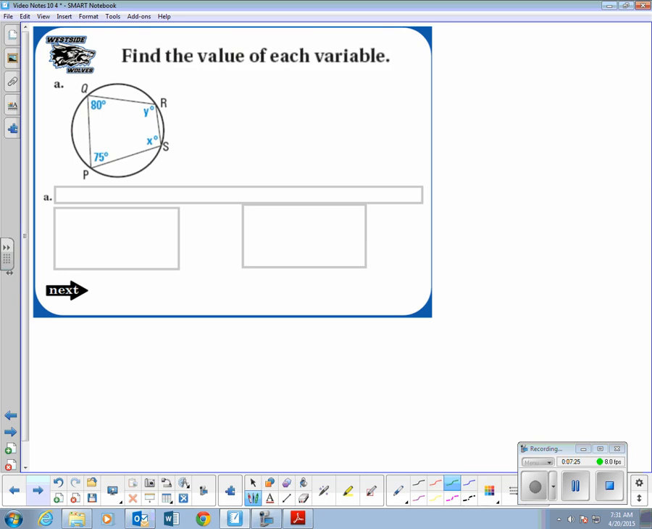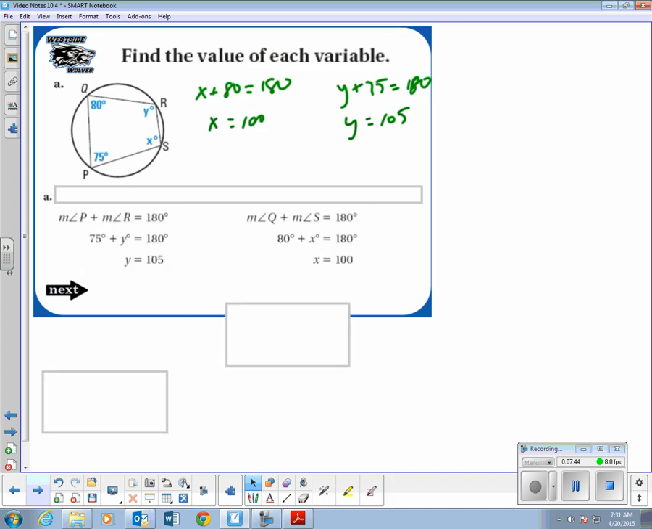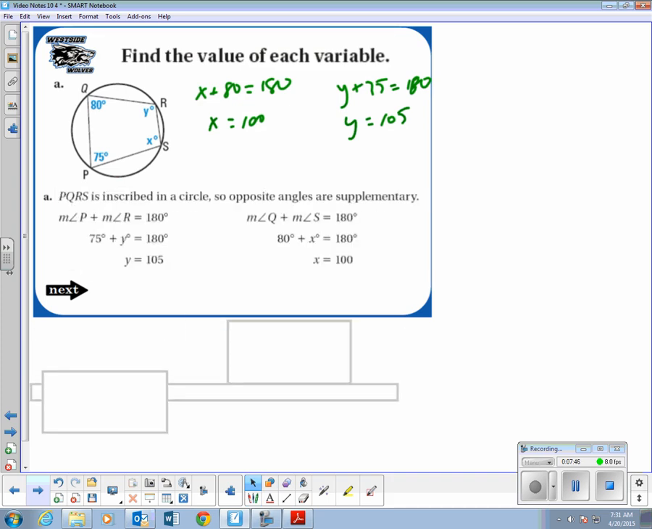If I look at this one, opposite angles are going to be supplementary. So x plus 80 has to equal 180. And then y plus 75 has to equal 180. And so therefore x is equal to 100 and y is equal to 105. And therefore I've got my answers. Now, they'll be a little more complex when we get into the unit stuff. But if you've got a polygon inside of a circle, you need to remember this little property because it might help you find some angle measures that you might not be able to do any other way.